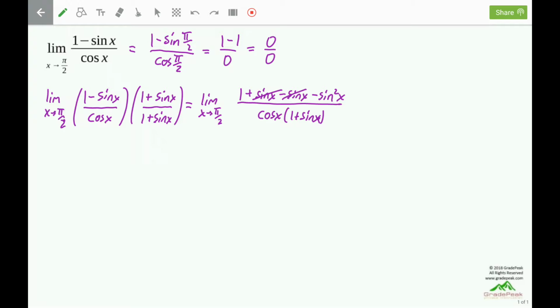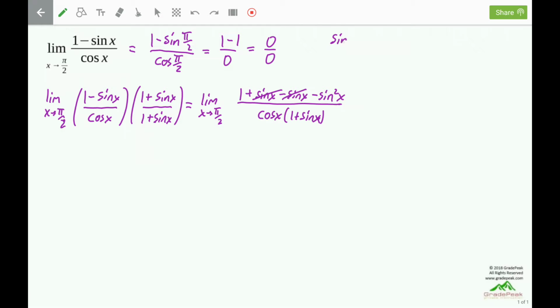Now we still have 0 over 0. We haven't changed that yet. In the numerator, we have a 0 because of the 1 minus sine squared of x, and in the denominator we have 0 because of the cosine of x. And so we will want to make use of a Pythagorean identity to convert that numerator so that we can cancel out cosines that are going to be making 0 over 0.